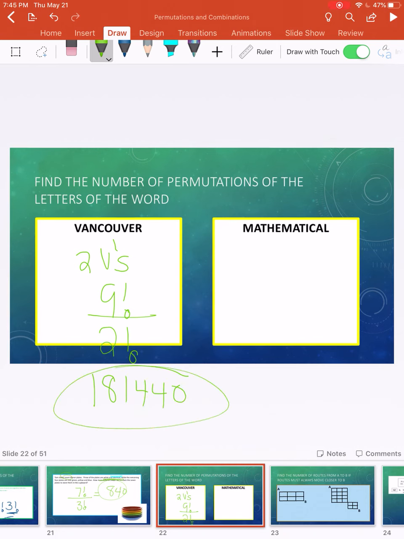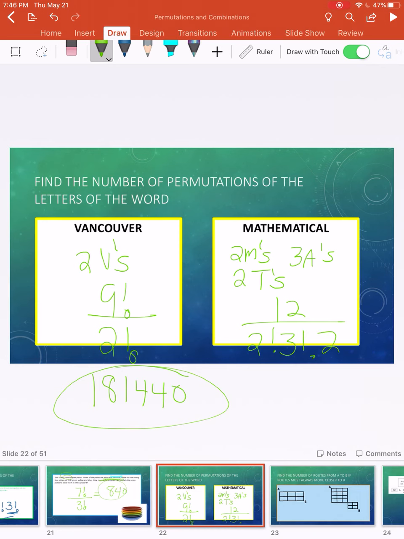Okay, mathematical, we have 2 M's, 1, 2, 3 A's, 2 T's. All right, and that looks like I got all of the identical objects there. So we're going to count the total in mathematical. 1, 2, 3, 4, 5, 6, 7, 8, 9, 10, 11, 12. And then we're going to divide by identical objects.